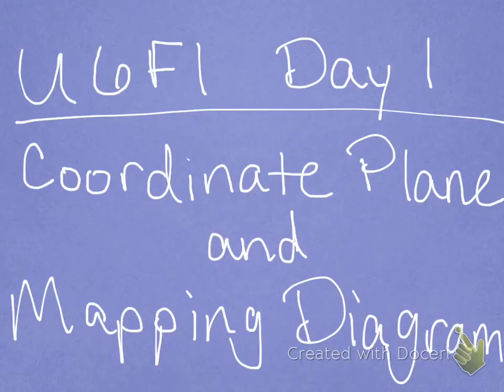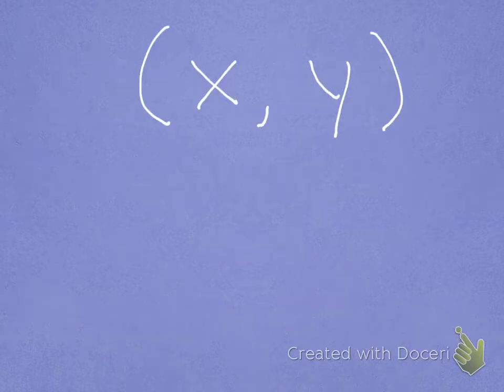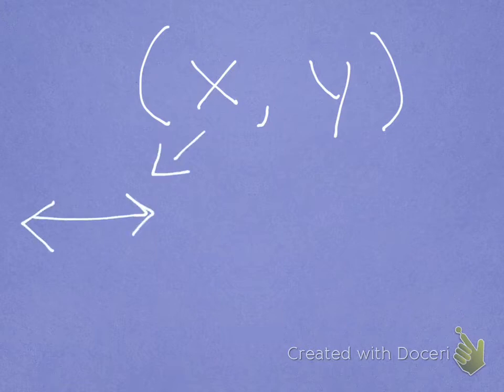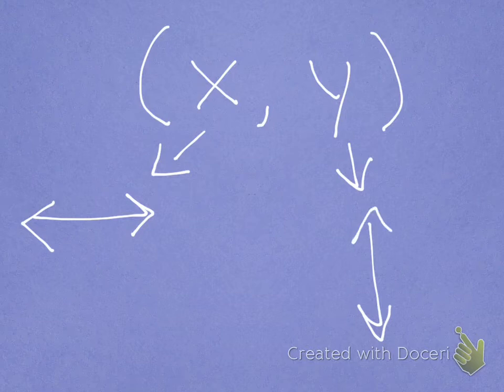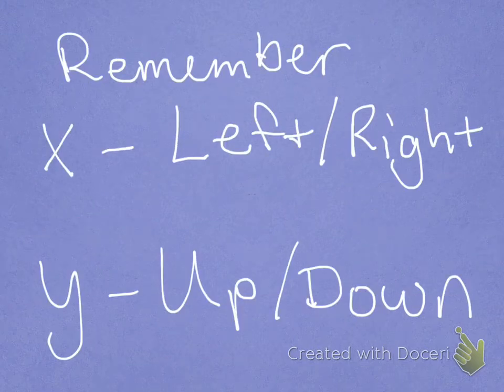Alright, today we're going to be working on the coordinate plane and a mapping diagram. So just a quick review. If you look at the point x, y, what that tells you is it's a point on a plane, meaning the x value and the y value. And you've got to remember that the x value moves left to right because it's the horizontal axis, while the y value goes up and down because it's the vertical axis. Remember, x goes left and right, y goes up and down.